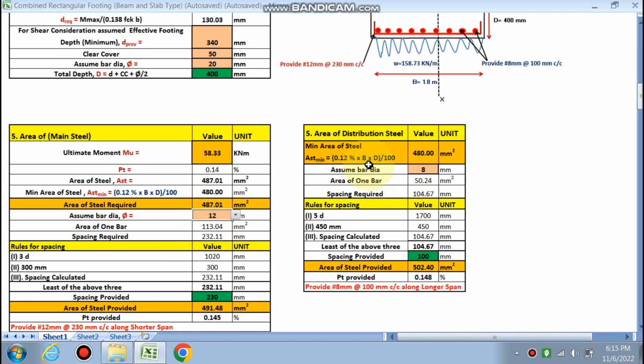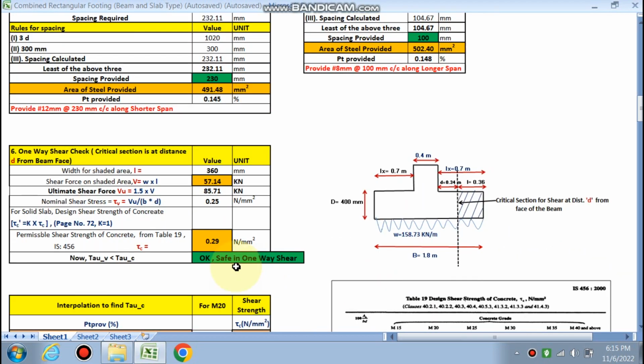For the area of distribution steel, this much is the area required. By this rule of spacing, 8 mm at 100 mm, whichever is there, 100 mm center to center along the longer span, right? So next is one way shear check, already been done.